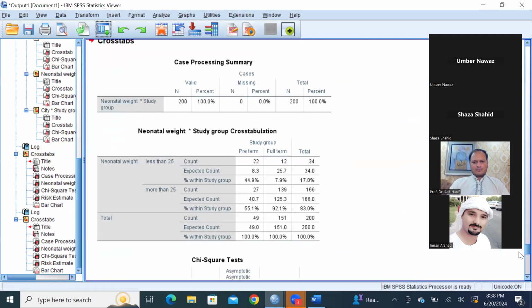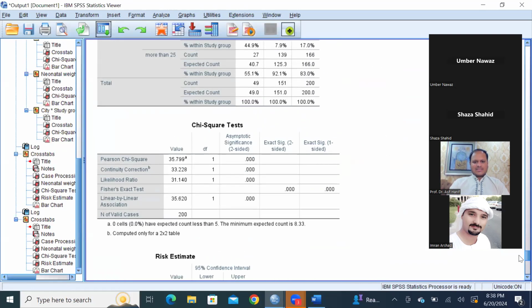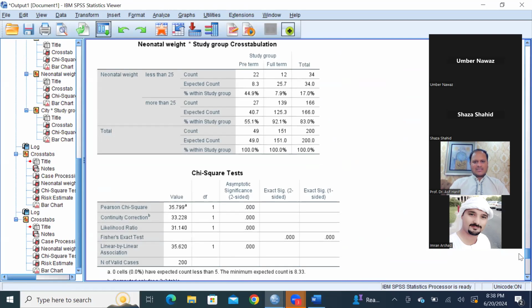Look, this cell count was 22, but expected count was 8.3. It was 27, but it was 40.7. It was 12, but it is 25.7. It was 139, but it was 125. So this expected count should not be less than 5. This expected count should not be less than 5.